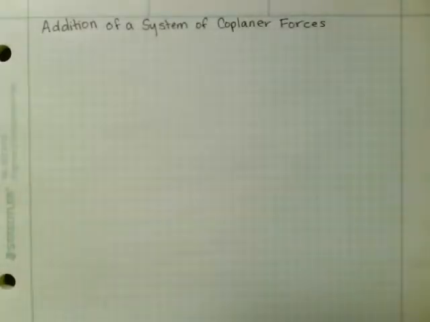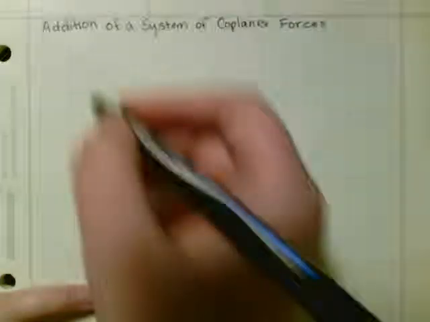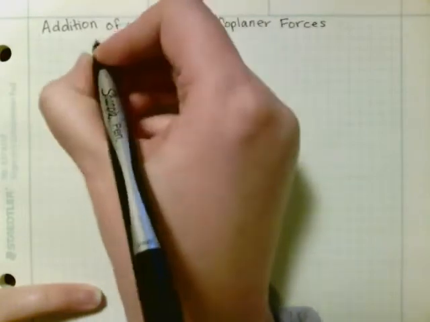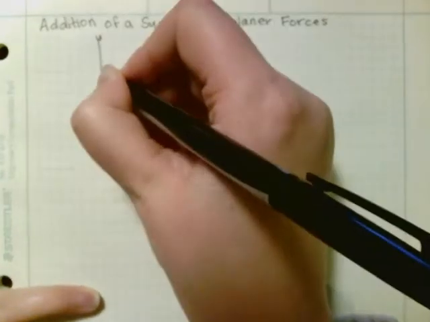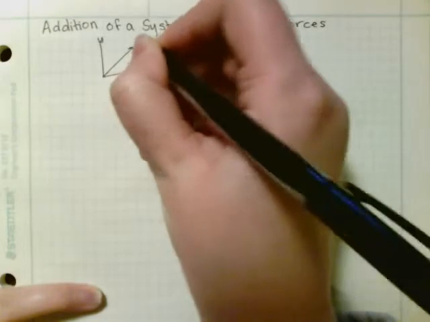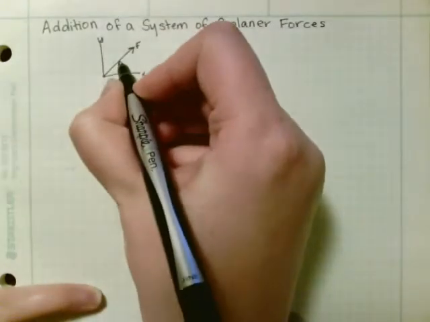Okay, in this section we're going to be discussing addition of a system of coplanar forces. So basically this is resolving a vector into its components, the x and y components, and that makes a simple way to add multiple vectors together. So this is our x and y axis, and we have a force F at an angle theta.